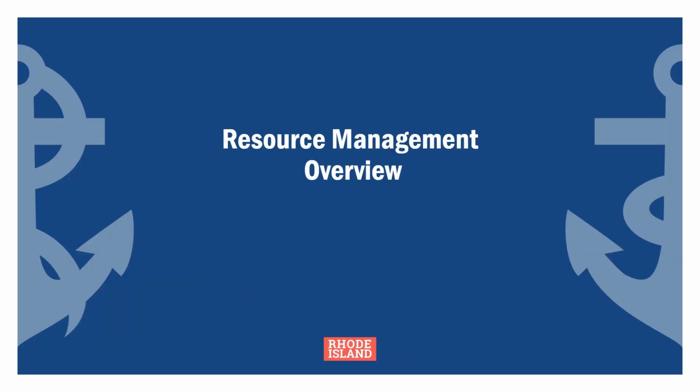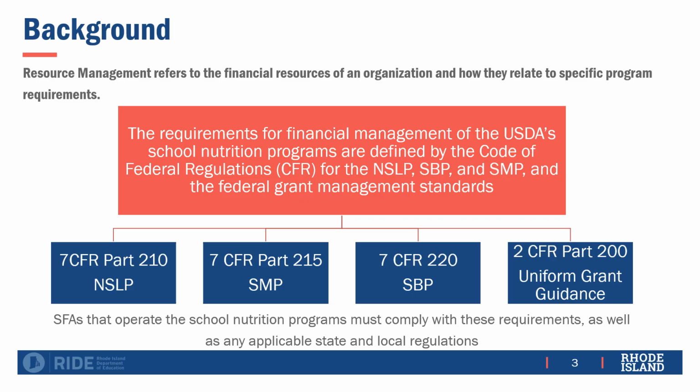We'll start today's training with a basic overview of resource management in the NSLP, including the area of operation by resource management requirements. Resource management refers to the financial resources of an organization and how they relate to specific program requirements. For the school nutrition program, specific program requirements are outlined in the Code of Federal Regulations in the areas listed above relating to the National School Lunch Program, the Special Milk Program, the School Breakfast Program, and the Federal Uniform Grant Guidance, which applies more broadly than to just the school nutrition programs.